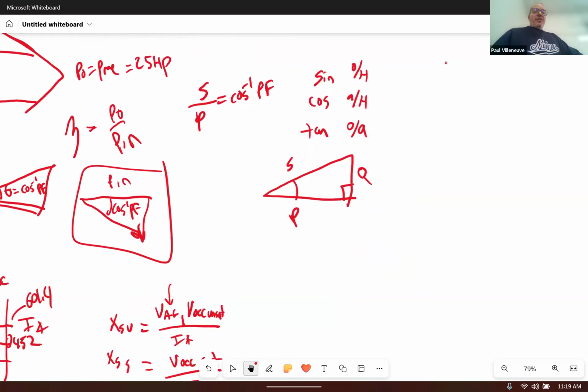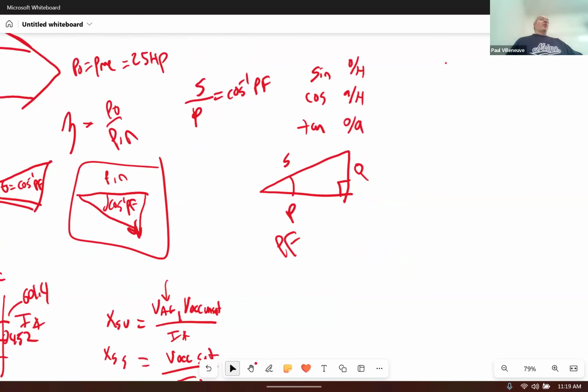You don't really care about the angle between Q and S. But the definition of power factor is the ratio of real power to total power. If I write that in equation form, it's P over S. So it's not the inverse cosine. It is the cosine of theta, right? That's SOHCAHTOA.